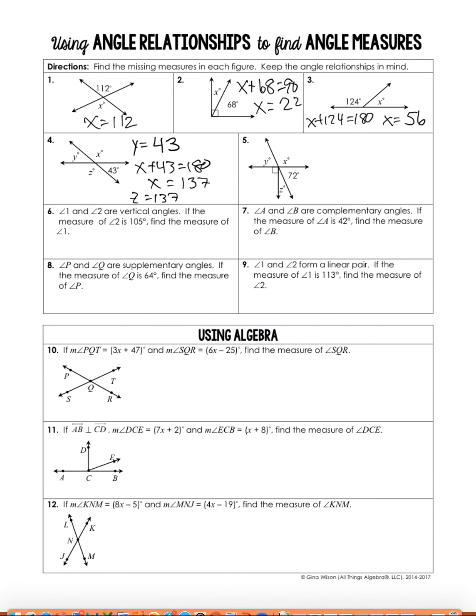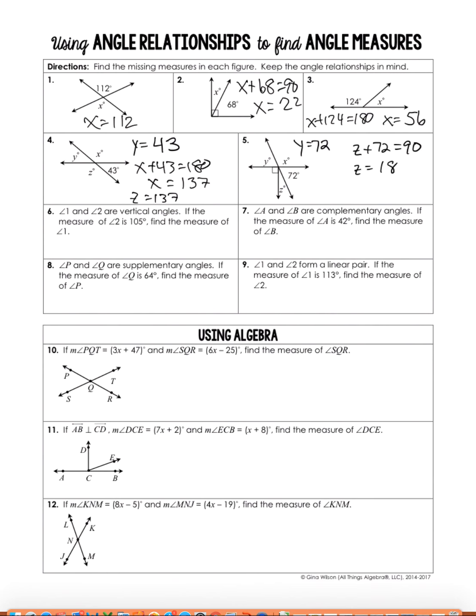Let's take a look at number 5. First, I'm noticing that 72 and y are across from each other. So y has to equal 72. Okay? Then maybe I see that y, the 72 and the z make a right angle. So they have to add up to 90. So z plus 72 equals 90. When I subtract 72 from both sides, I get z equals 18.